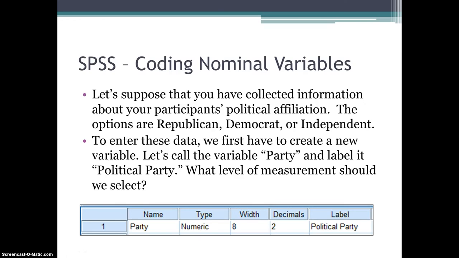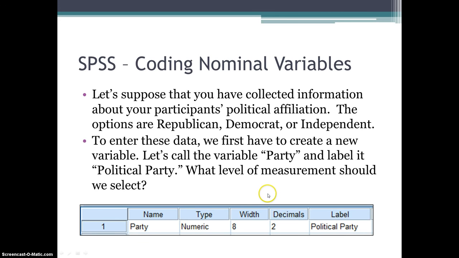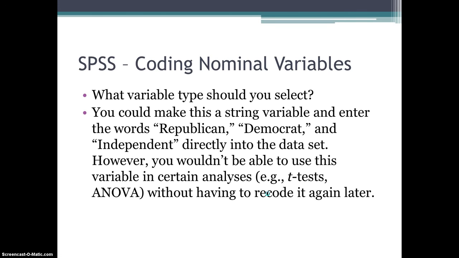Well, let's suppose that you have gotten information about your participants' political affiliation, and there's three choices: Republican, Democrat, and Independent. So maybe you ask them with which political party do you most identify, and they checked a box or circled one, and you want to put that into your data set. Well, you'd create a new variable, maybe call it party and label it political party, something like that. But now I have to decide what level of measurement we should select. Is it going to be nominal, ordinal, scale? And we have to decide what variable type we should select. Is it going to be string or is it going to be numeric?